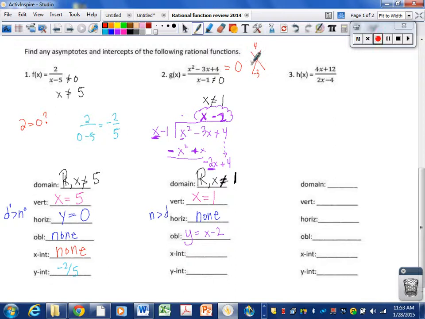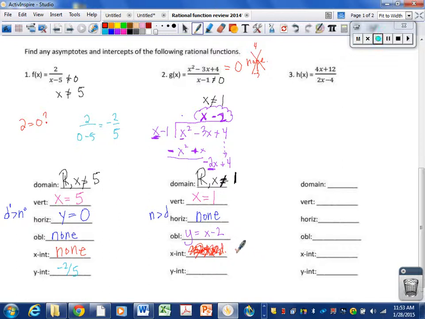Nope, that would give me minus 4. Nope. Which means we would have to use a quadratic formula. Too hard. Just kidding, it's not too hard to do. Okay, you'll not have one that has a quadratic formula on the test, but you would solve your numerator. You get two values, something and something else.